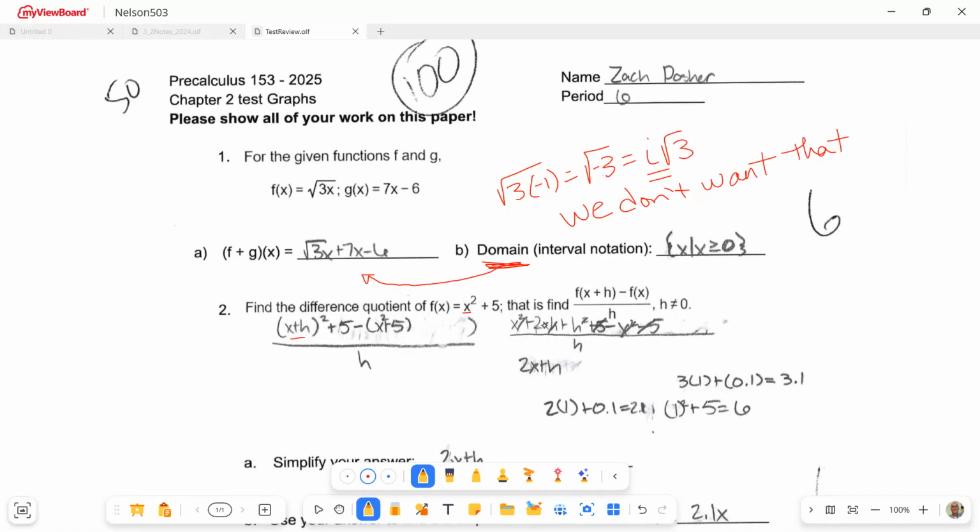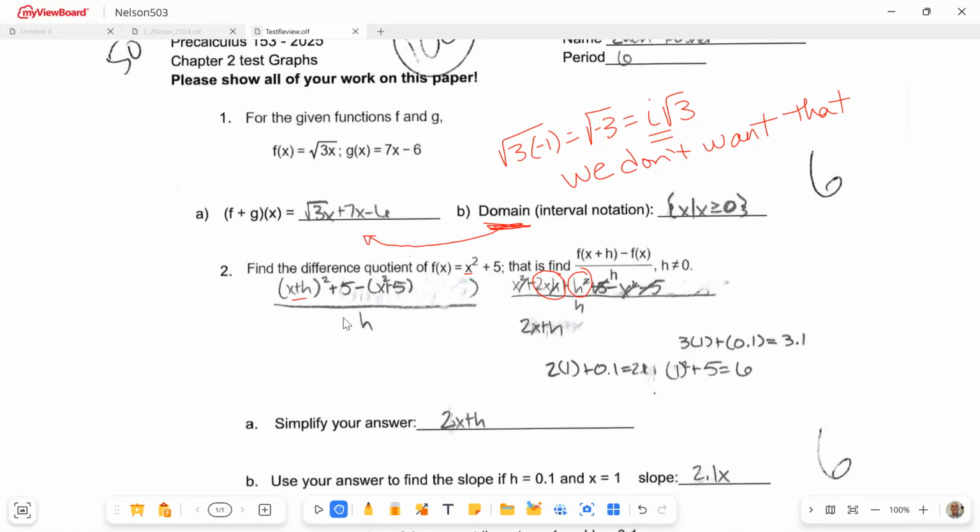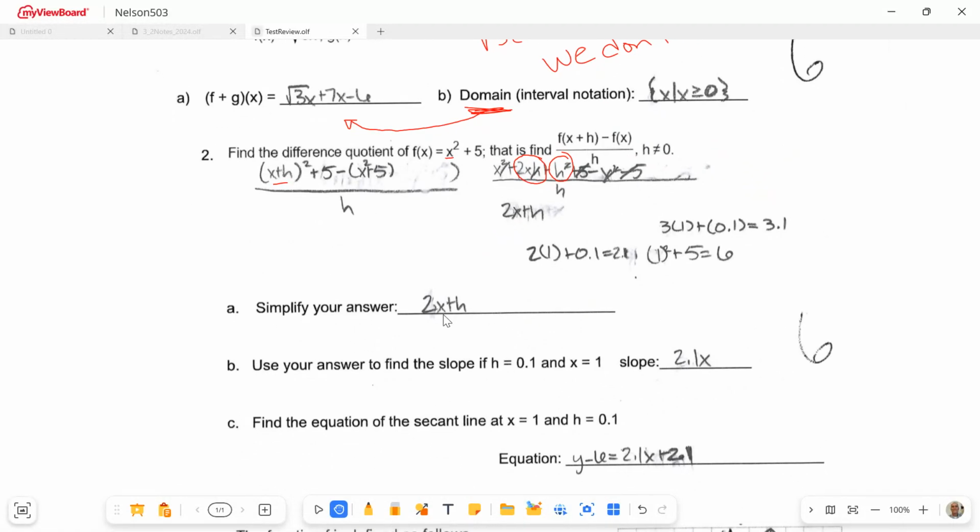So all the terms that he has left, 2xh, h squared, they have an h involved in them. So when you divide an h into here, you just get 2x. When you divide an h into there, you just get h. So his formula for the difference quotient, which tells you the slope given some x value and how far away from that x value you are.